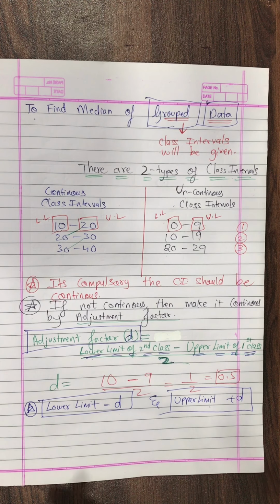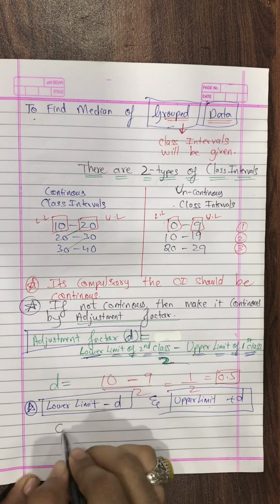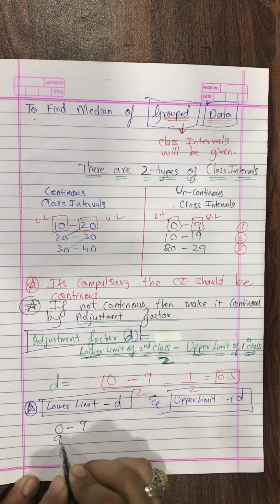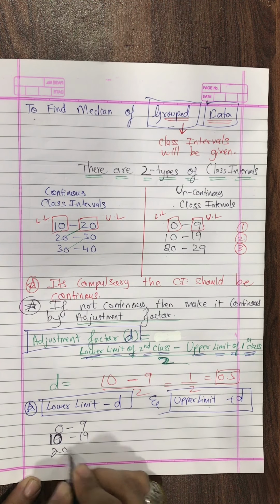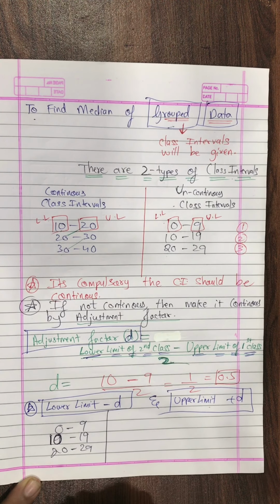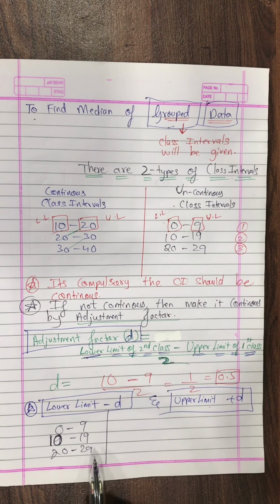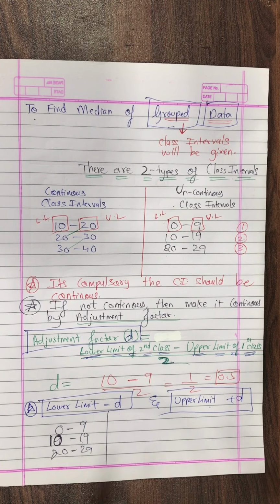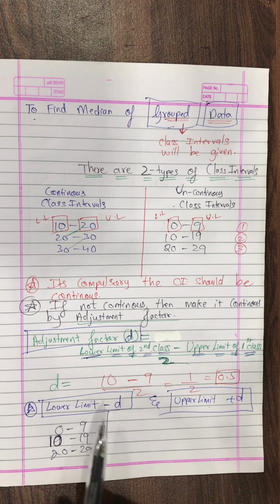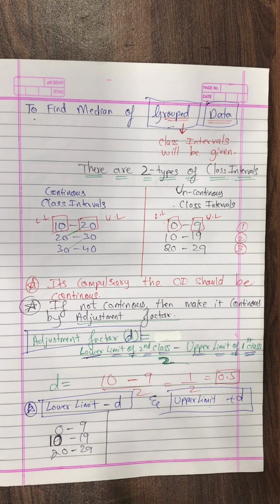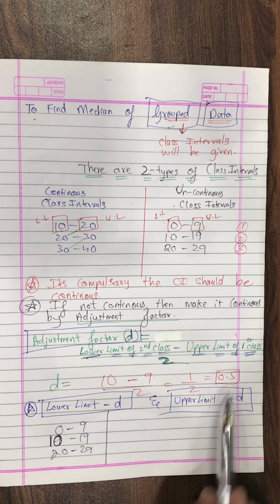Let's see very quickly, students. Just stay tuned on the screen. This is my uncontinuous class, which is 0 to 9, then 10 to 19 and then 20 to 29. Now in front of you, I'm converting this uncontinuous class to continuous class. As I told you, to find the median, it's compulsory that classes should be continuous. If they give you an uncontinuous class, it's compulsory to convert it into continuous. Now how to do it? Lower limit minus d, upper limit plus d. What is d? We just now found out it's 0.5.